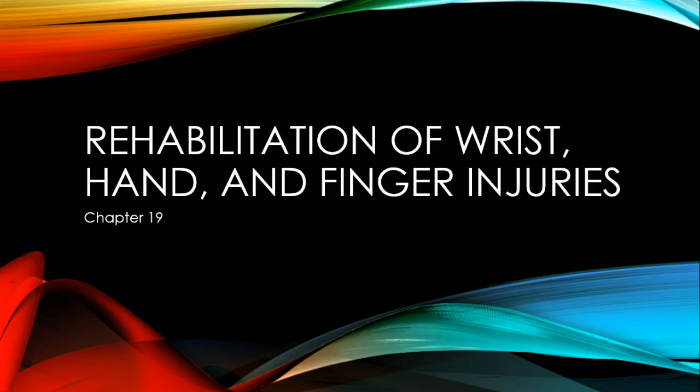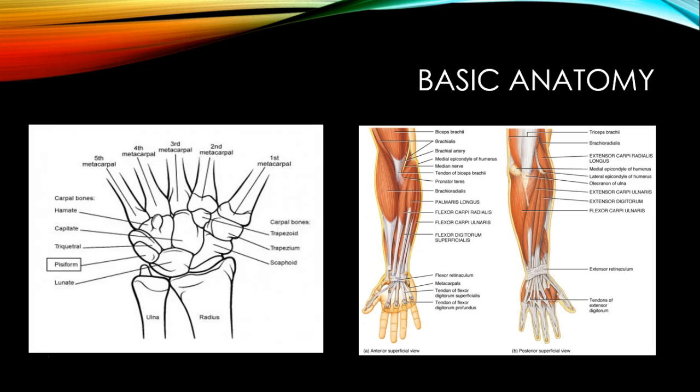This is Chapter 19, Rehabilitation of Wrist, Hand, and Finger Injuries. It will be a little counterintuitive when discussing the upper extremity to start distal and go proximal. Many times issues down at the distal end of the upper extremity are due to things on the proximal end.